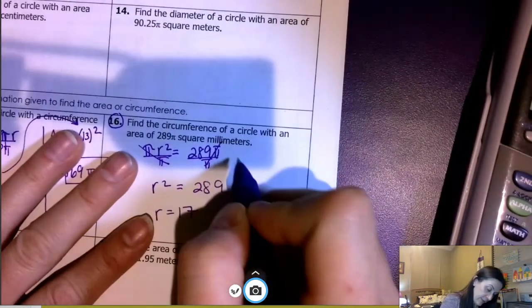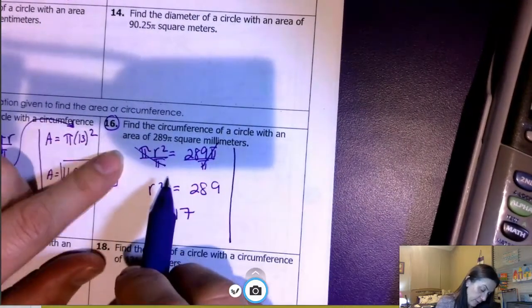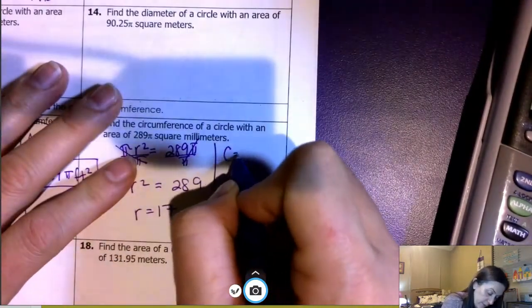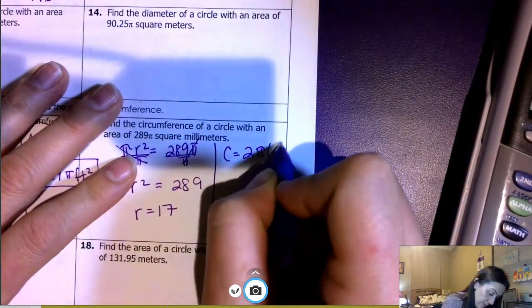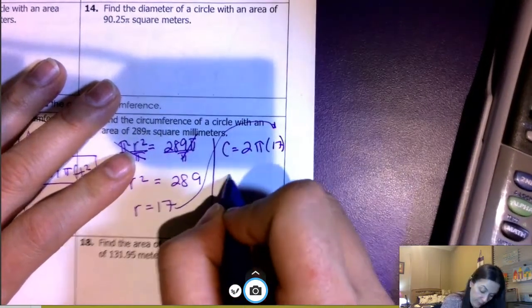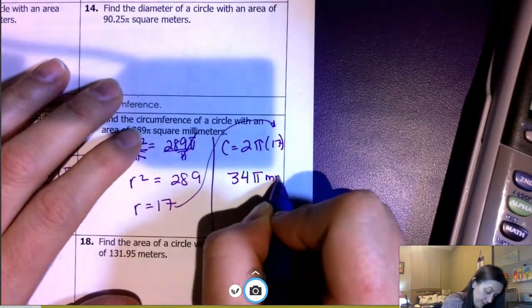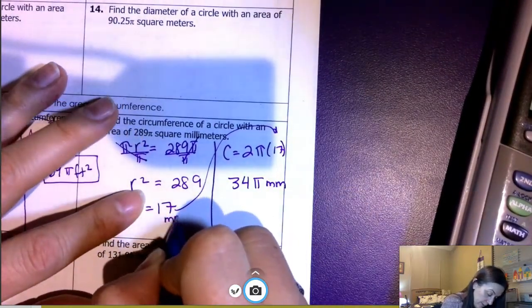So once I know it is 17, and I want to find the circumference of a circle, if the area is that, circumference is going to be 2 pi r. And I'm going to plug the 17 in there. I end up with 34 pi millimeters. Over here, it's millimeters squared.